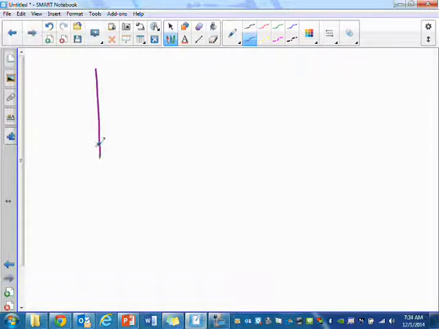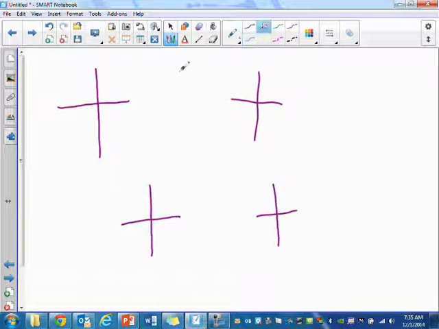And let's real quick talk about positive, negative, 0, and undefined. This is a positive slope. You always read your graphs from left to right just like you're reading a book. This is a negative slope. This is 0. Straight up and down is undefined.